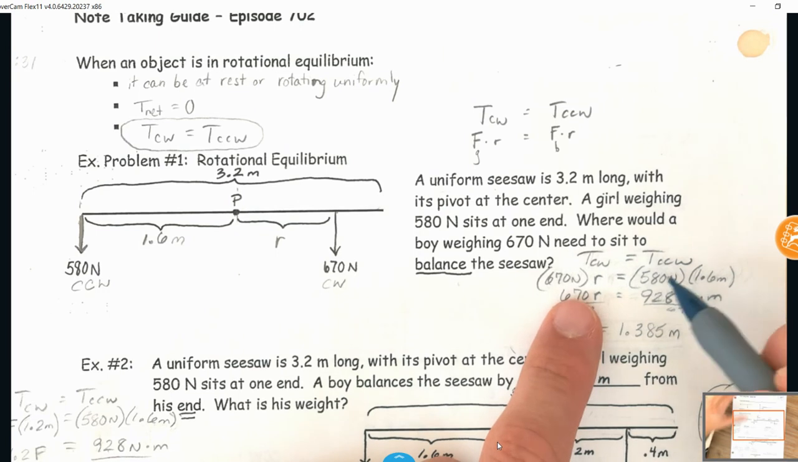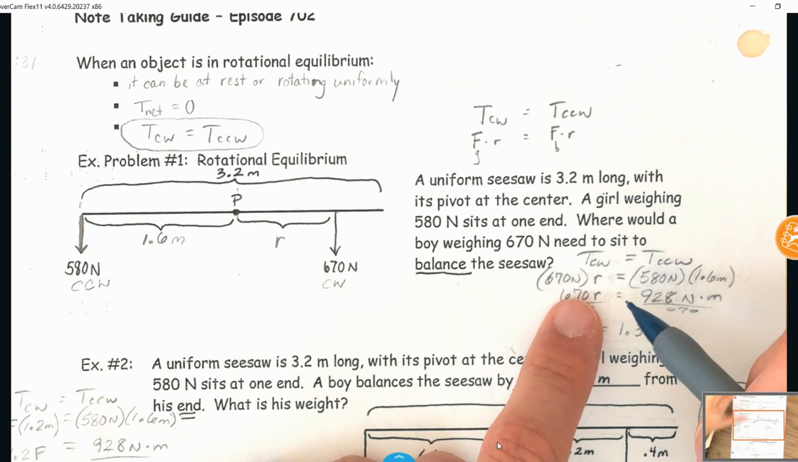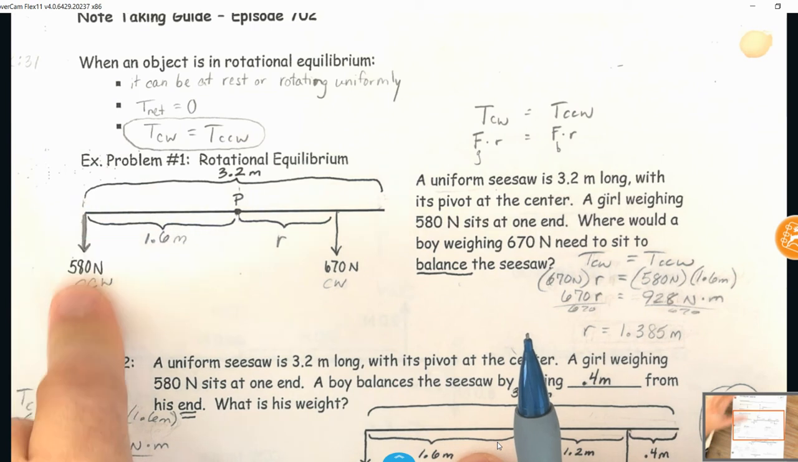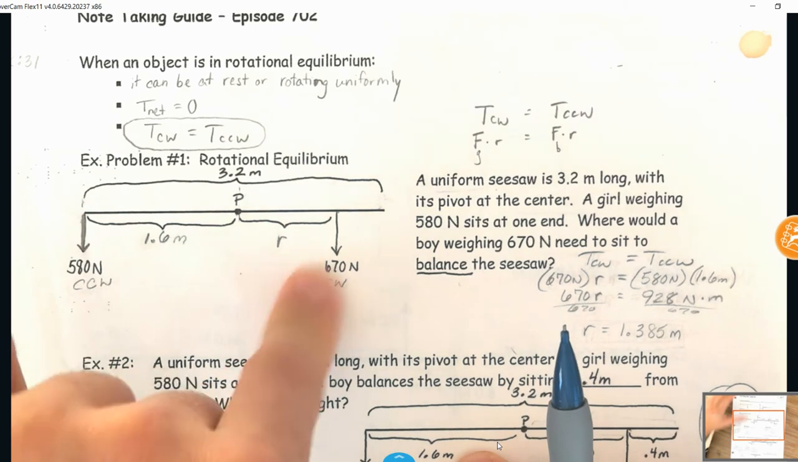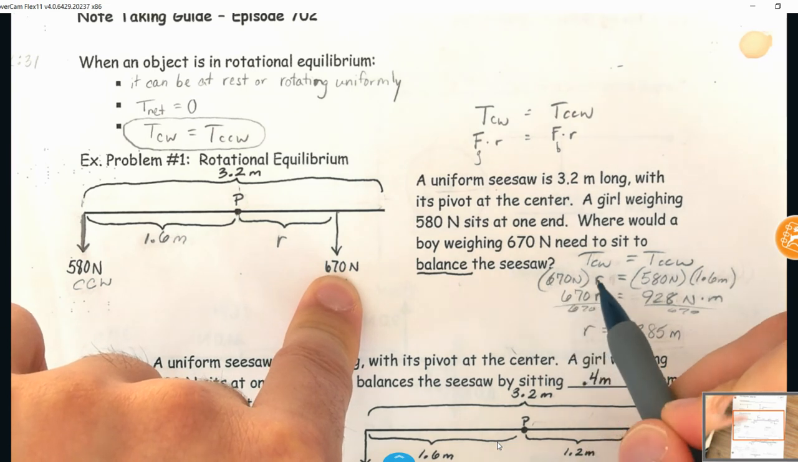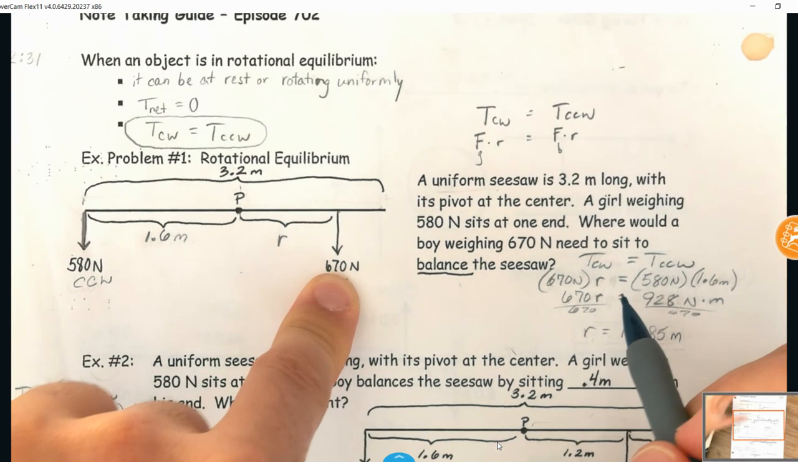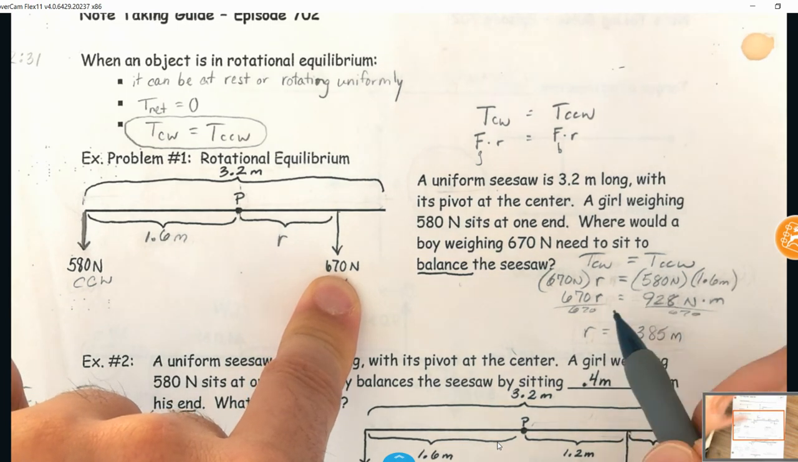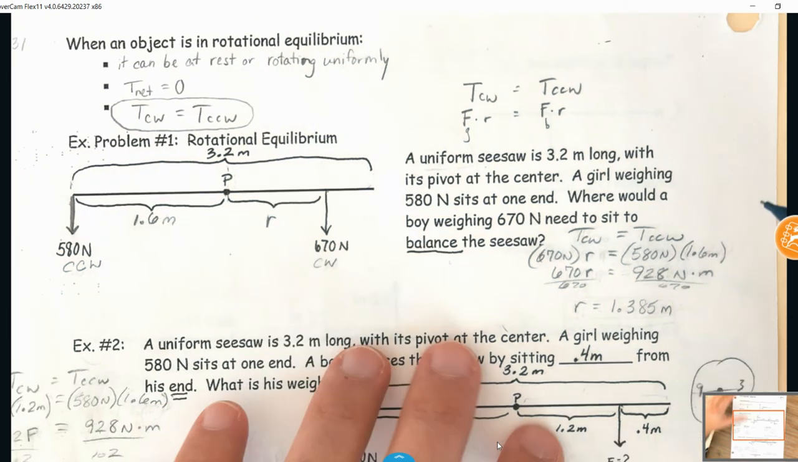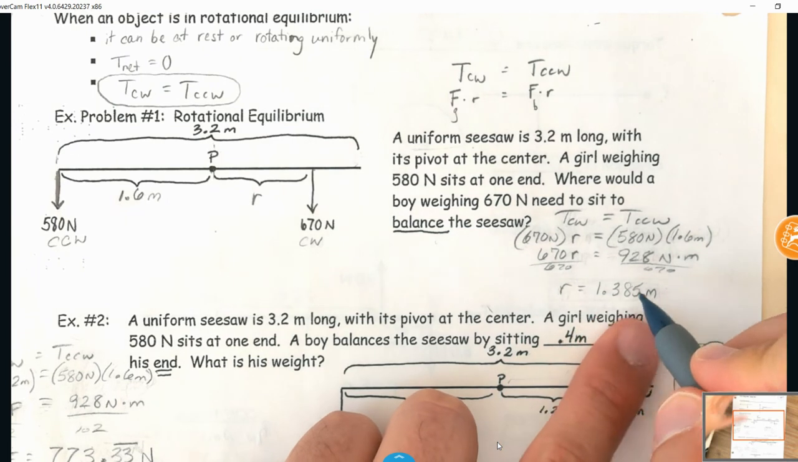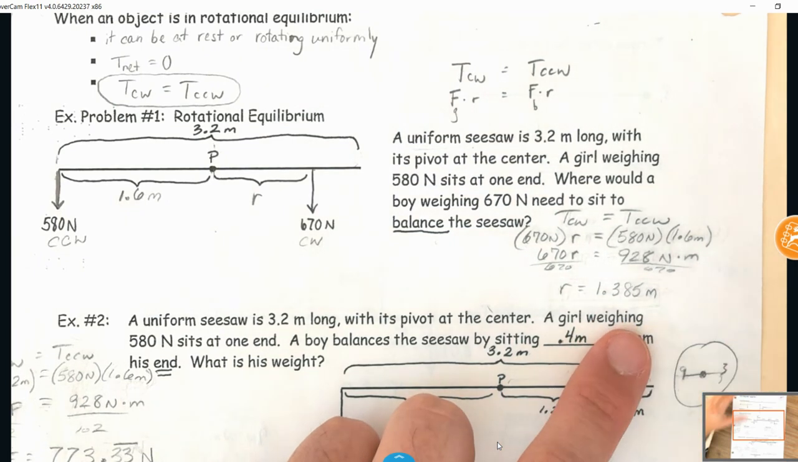But once you know the torque on one side, you know that the other has to equal that. So if we have 928 newton meters worth of torque on this end, we need to have the same value over here. And if we know his weight, his force, but we don't know the distance, this is basically what you wind up with: 670 r equals 928 newton meters. Divide out by that boy's weight, and you're going to get a distance of 1.385 meters.